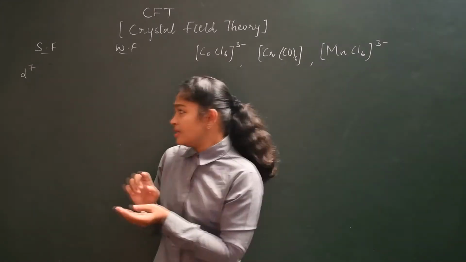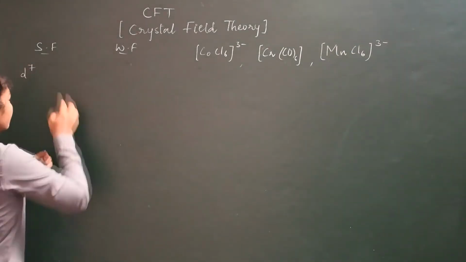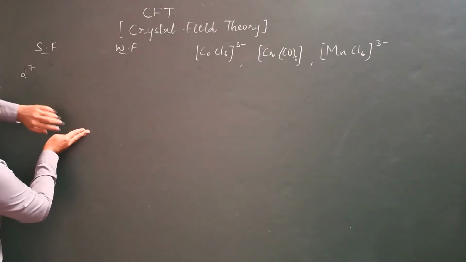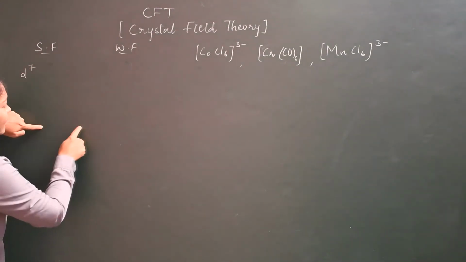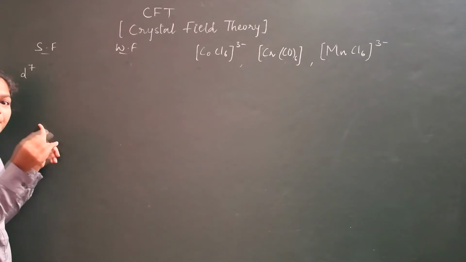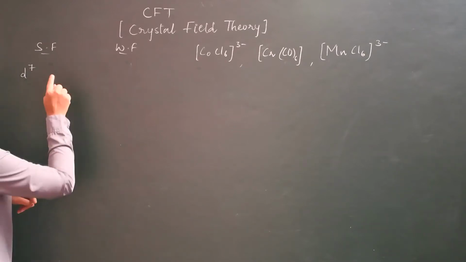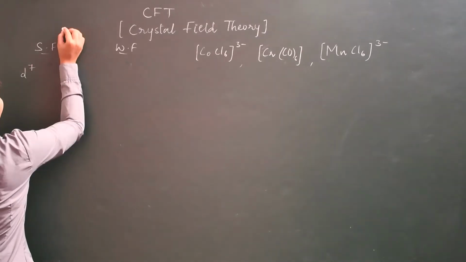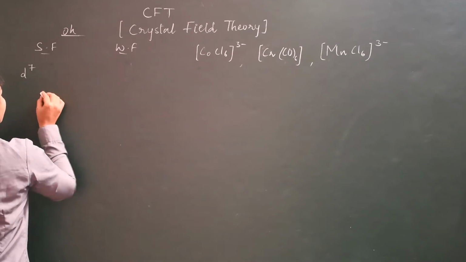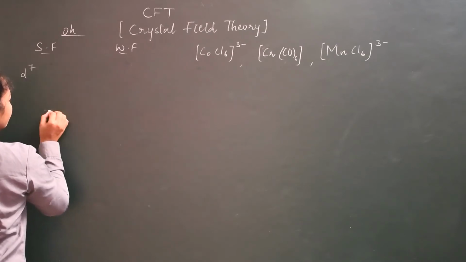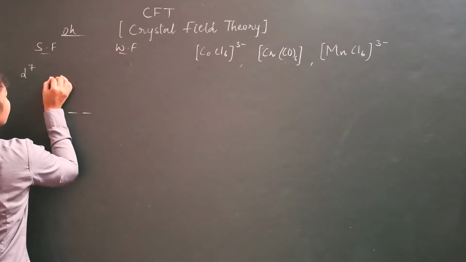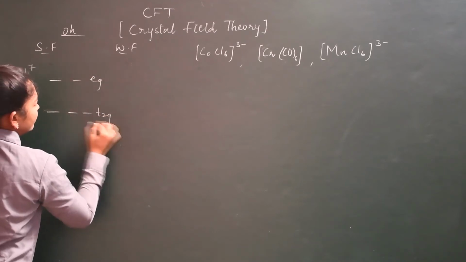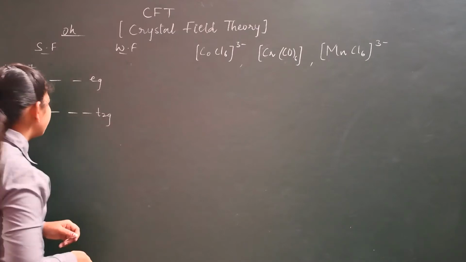So then what happens is, in a strong field, as the energy gap is more between T2G and EG, it first prefers to fill the electrons in T2G. After pairing up electrons in T2G, then it goes to EG. See, actually in octahedral, T2G will be here: 1, 2, 3, and 1, 2 for EG. This is EG, this is T2G. In a simple way, we just represent it like this.